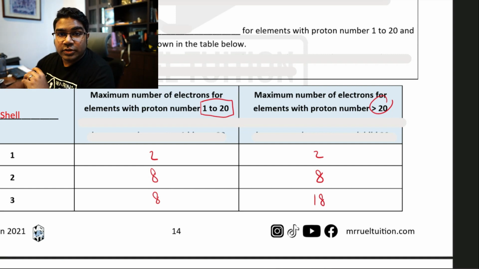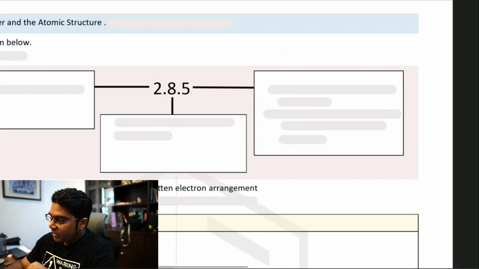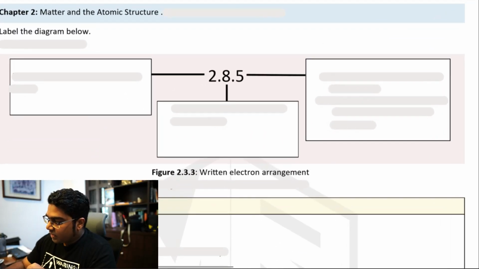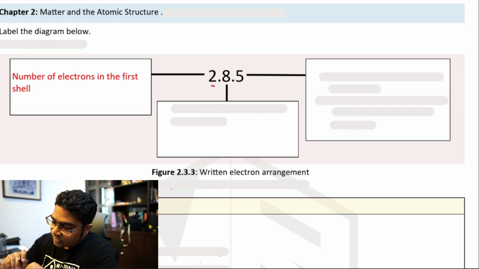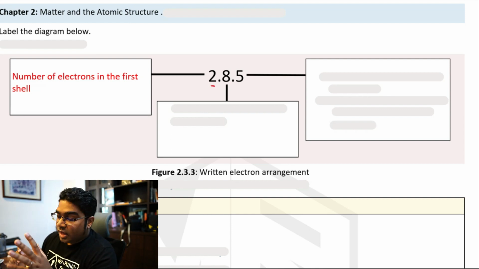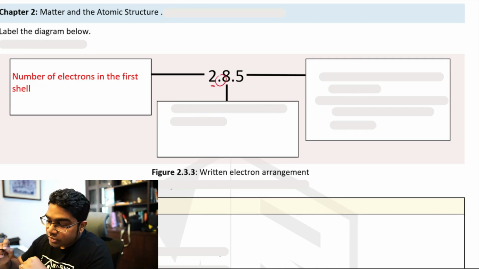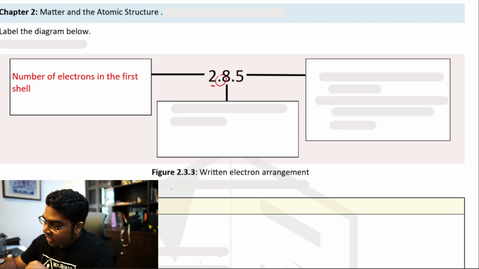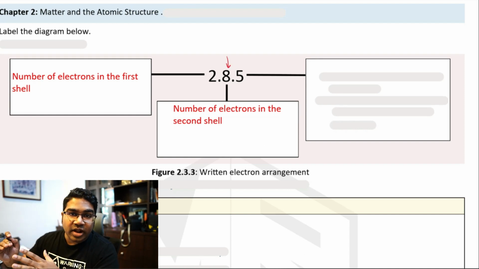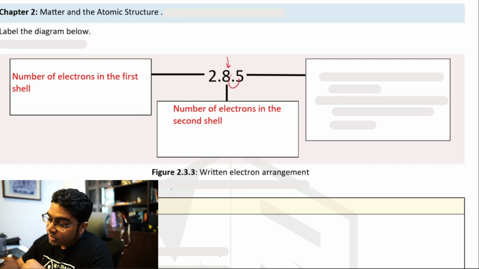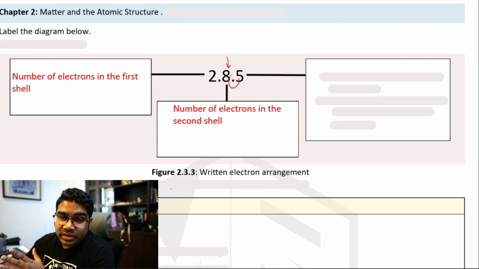Now let's get to the electron arrangement, the written electron arrangement. When we write the electron arrangement, this is how we write it. This is an example of a written electron arrangement. So the first number represents the number of electrons in the first shell. And then we use a dot to separate the shells. So this number 8 will represent the number of electrons in the second shell. Once again, we use a dot to separate it from the third shell.